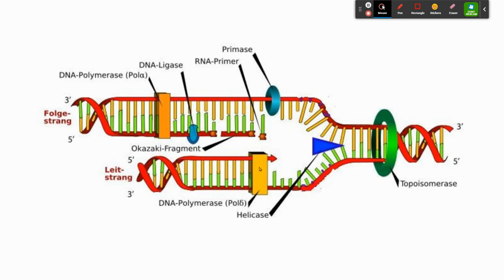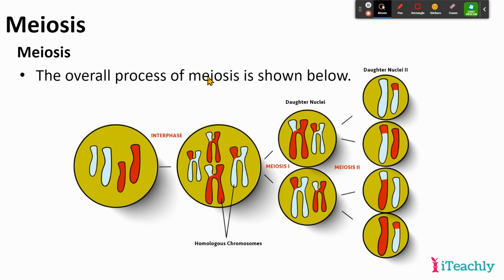And I'll just remind you, this was the replication, right, during the S phase, where you have the leading strand and things can be added to the 5' end, but here they have to add them to this end, so they're actually being backstitched this way. All right, so that was that. So the overall process of meiosis is shown below. So interphase includes that G1, S, and G2.